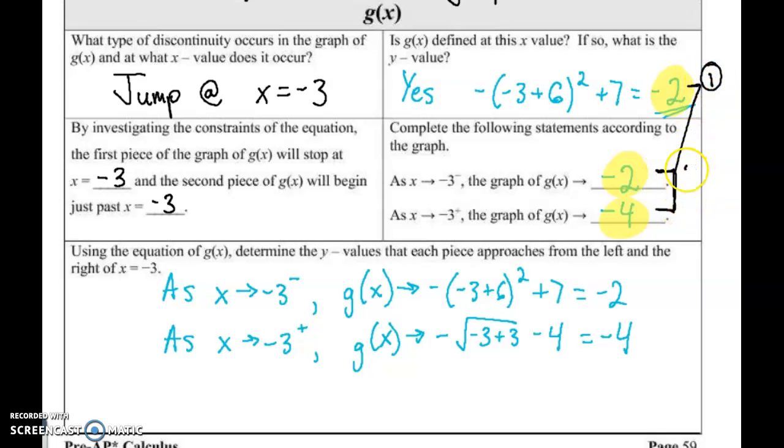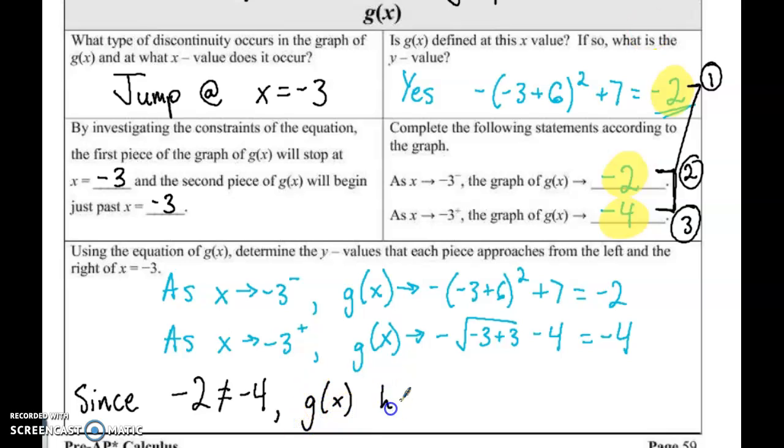So I think I labeled them 1, 2, 3. I don't always do this, that's why. But since -2 does not equal -4, this is a jump discontinuity. I like to be more specific. g of x has a jump discontinuity at x equals -3.